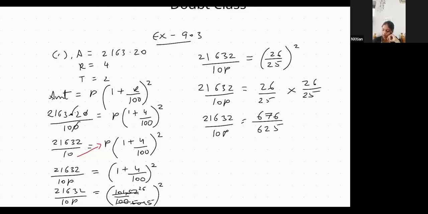Okay, now p equals 625. Reciprocal will happen here, because I'm taking 21632 on this side. So I told you all that when we are taking a number on another side, it will be reciprocal. 625 into 21632 divided by 676, right, ma'am? Right, that's right. So 21632 into 625 divided by 676. Now cancel them. Which two you can cancel? 2, ma'am. Yes, let's do.